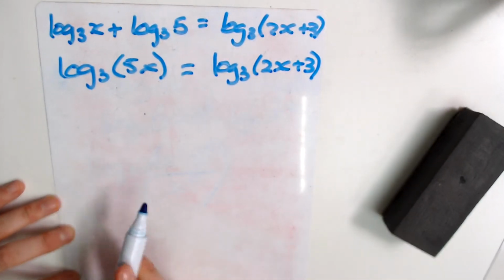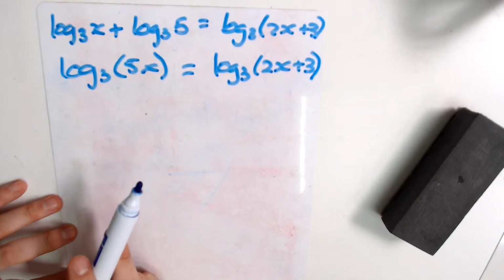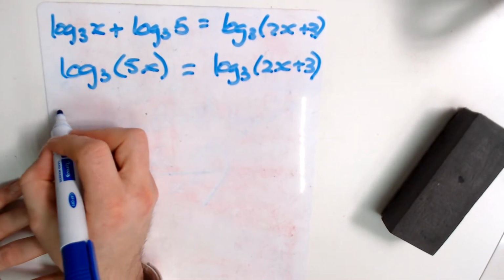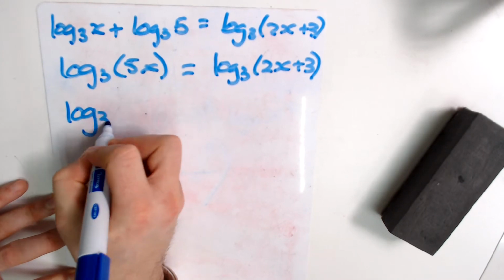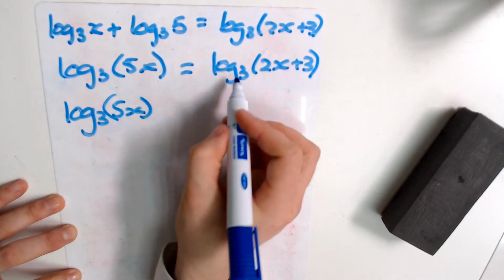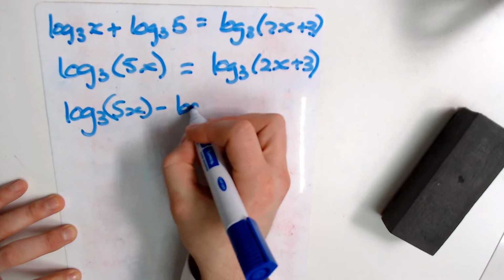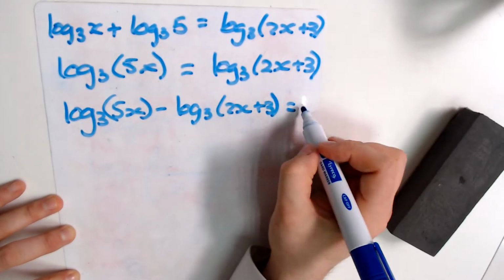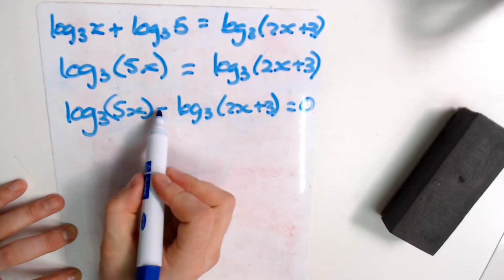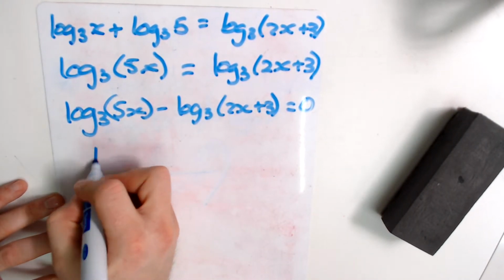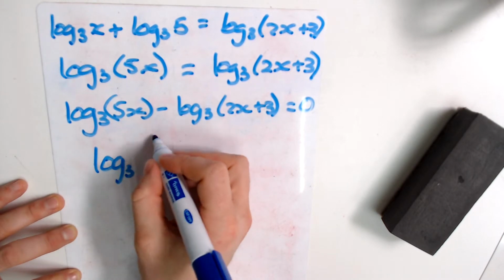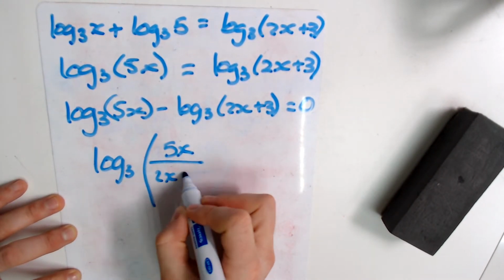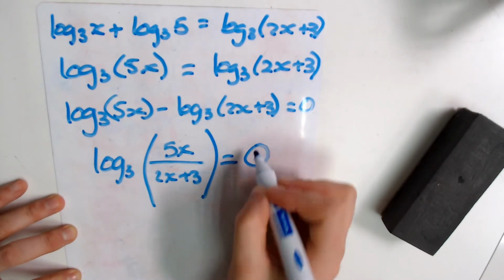Okay, now I'm looking at this. It doesn't really matter what I do, but what I'm going to suggest is, if I take that over to there, because they all need to be on the same side, I've got log base 3 of 5x. Take away that will give me minus log base 3 of 2x plus 3 equals, well, if I've taken that off, it gives me 0. I've got a minus, so I know that I'm going to divide. So I've got log base 3 of 5x divided by 2x plus 3 equals 0.